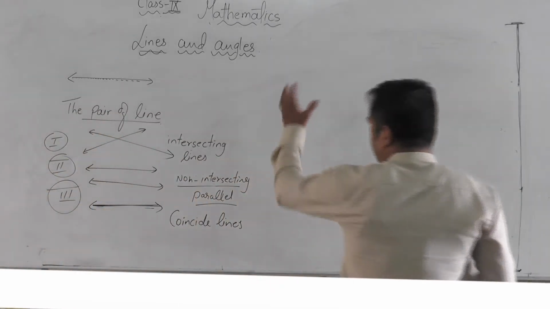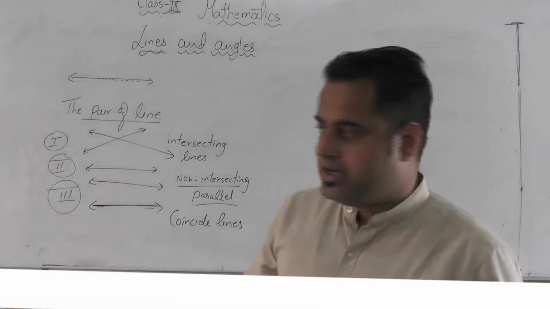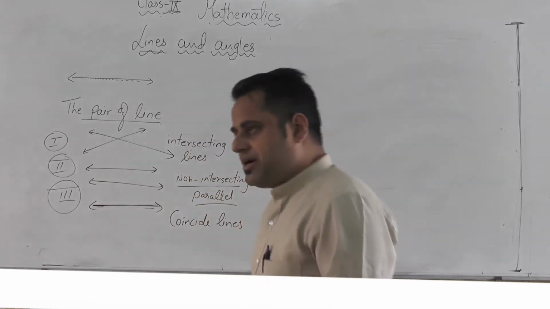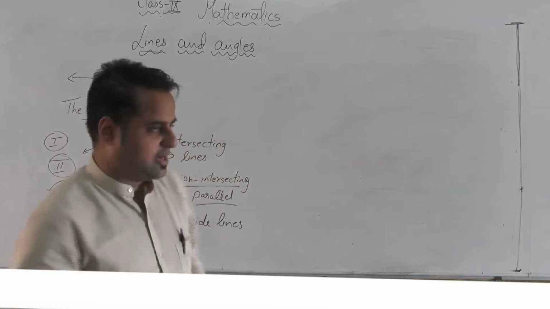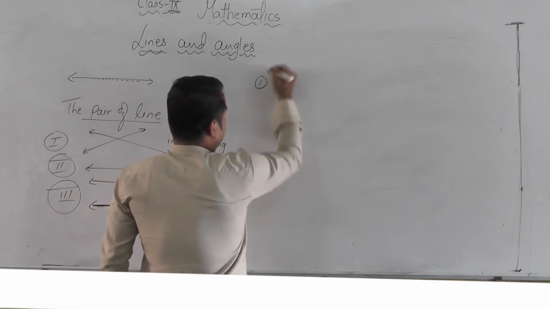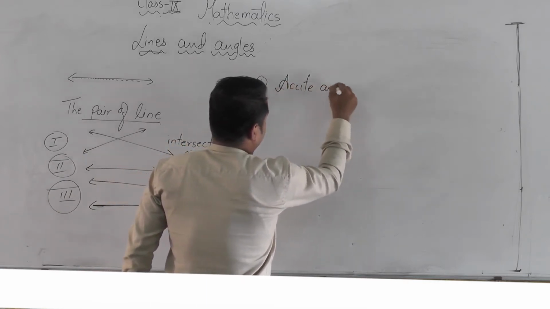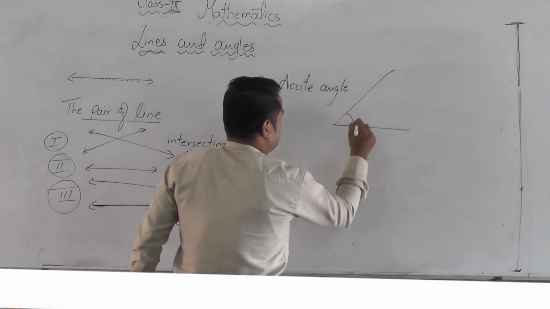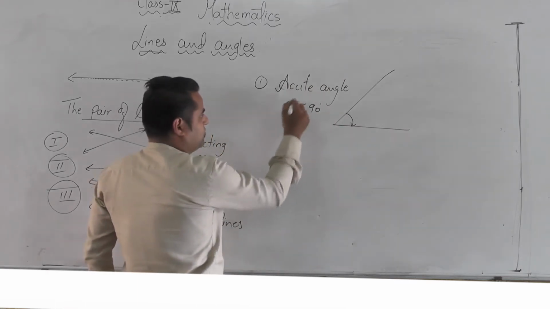Now let's talk about an angle. Angles have different types. There are a series of angles, but when we talk about basic angles, there are three kinds of basic angles. The first angle is called acute angle, that you all know. You have learned it before in previous classes. The angle which is less than 90 is called acute angle.